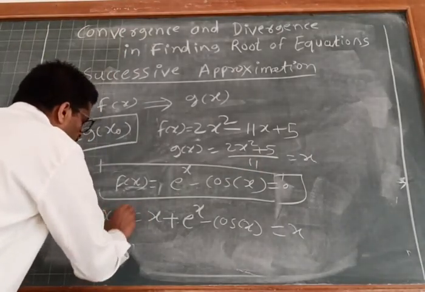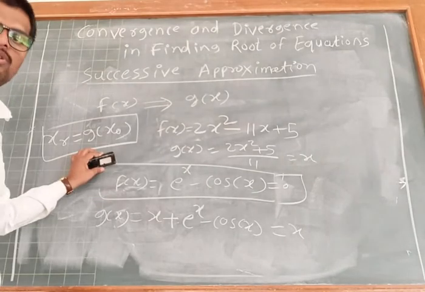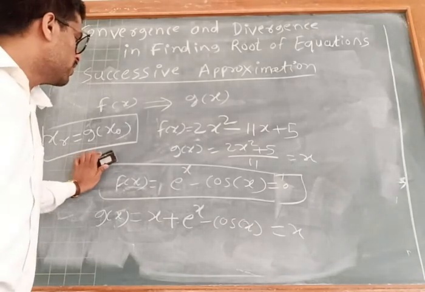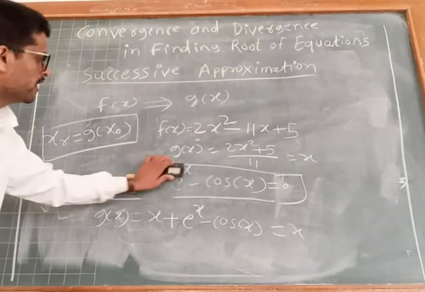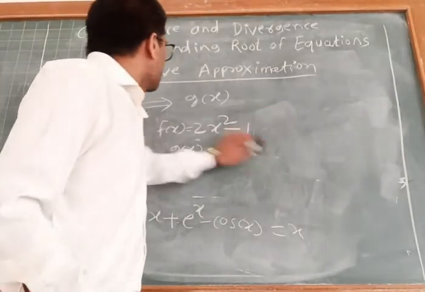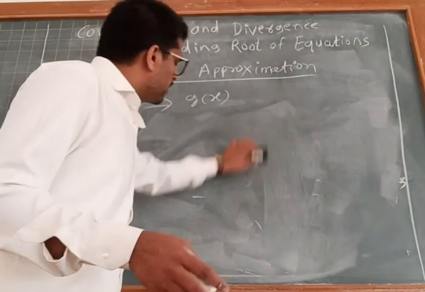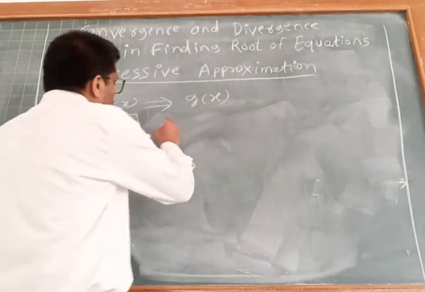It's simple. Don't take log on both sides or exponential on both sides to convert such type of equation into g of x. So are you getting it? It is very easy. Just add x on both sides. That is g of x. Now I have explained mathematically how to convert f of x into g of x. Now graphically.